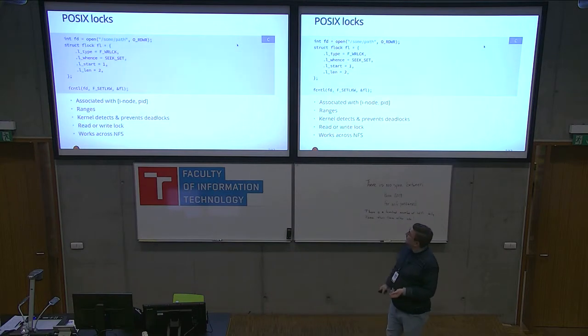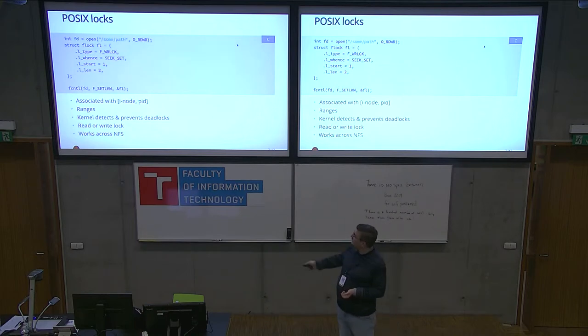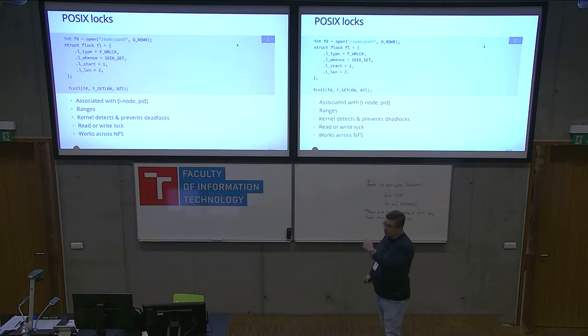Okay, but we have the POSIX file locks, right? So they might be useful. So again, we open the file, we set up some structure where we can tell whether we want to grab a read lock or write lock. Again, the same meaning as before. We can then set which portion of the file we want to lock. So in this specific example, I'm locking the second and the third bytes of the file. And then we can even set whether we want to set the lock, and if it fails, return instantly, or we want to wait for the lock to be set. We can even query the lock. I mean, it looks good so far, doesn't it?